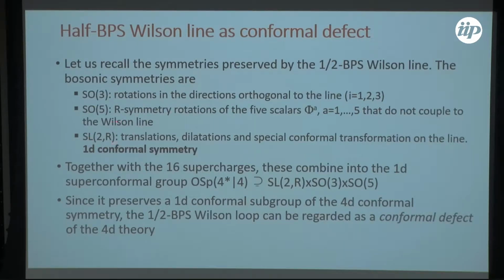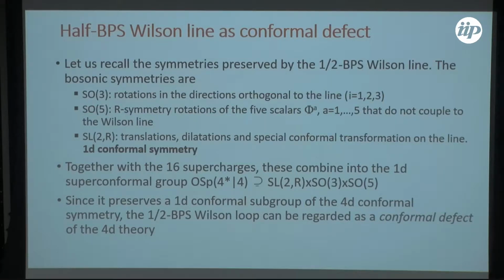And then the one crucial observation is that this configuration also preserves a one-dimensional conformal subgroup of the original four-dimensional conformal group, which is an SL(2,R), because translations, dilatations, and special conformal transformations leave this line or circle invariant. Okay, so this is a one-dimensional conformal symmetry.